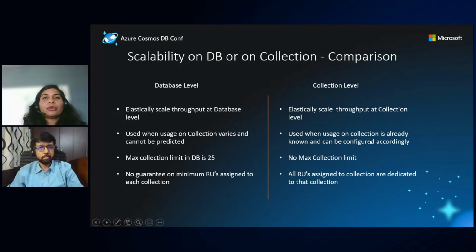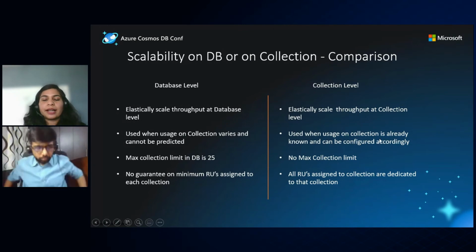Now, if you already know what will be the usage percentage of your particular collection, maybe minimum is 400 and maximum can definitely go to 4,000 for a single collection, then in that case, you can define the throughput at collection level.